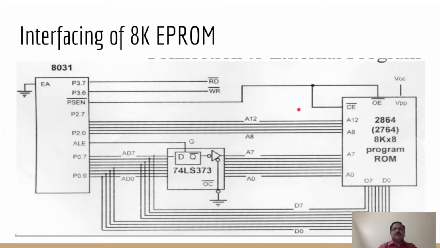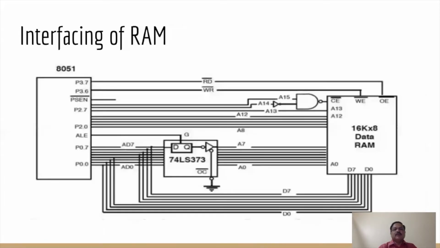Same, let us see how the RAM is interfaced. Now here a 16 KB RAM is shown, data memory. For 16K, how many address lines will be required? 14. So A0 to A13 address lines are shown here, going for accessing the memory, and again separating the address and data lines using the demultiplexer octal latch.